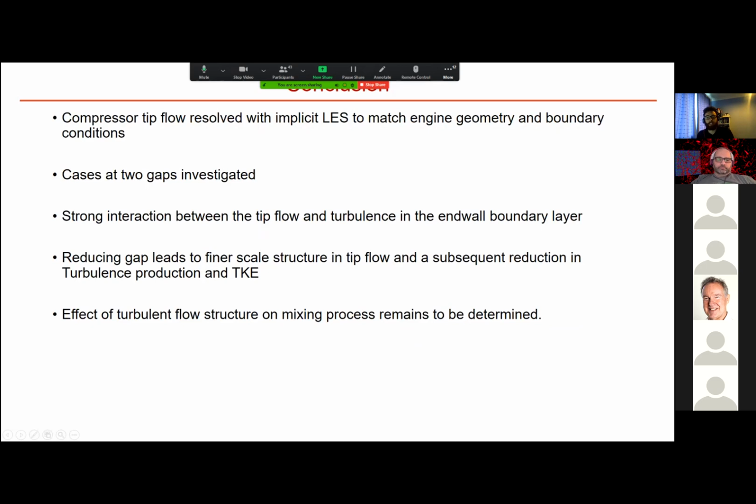A reduction in gap height leads to finer scale structure in the tip flow and a subsequent reduction in the turbulent production and turbulent kinetic energy. And finally, the effect of turbulent flow structure on mixing remains to be determined, and that's where we're going with this next. So I think that's me done.